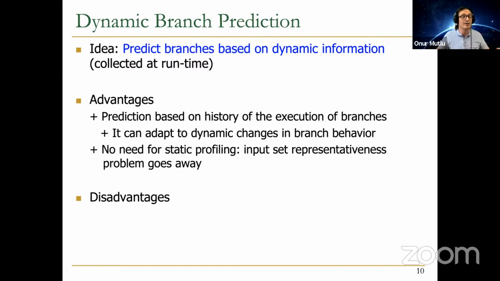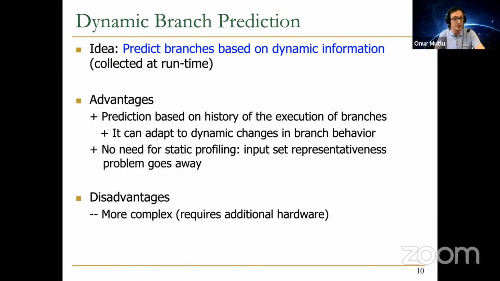You don't need to come up with a collection of input sets that are representative of general input sets, because you're really making this decision based on what's really happening in the actual program and actual input sets. So this is a big advantage, clearly, with dynamic branch prediction also. But of course, it will come with extra hardware cost. And we will see that we're going to increase complexity actually significantly.